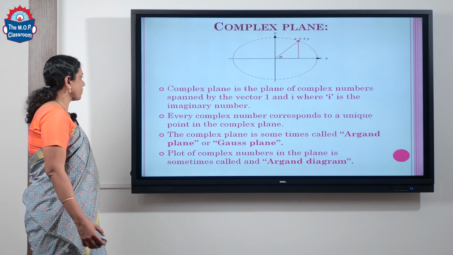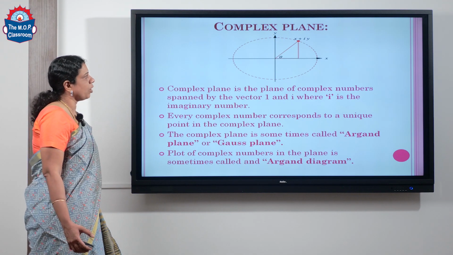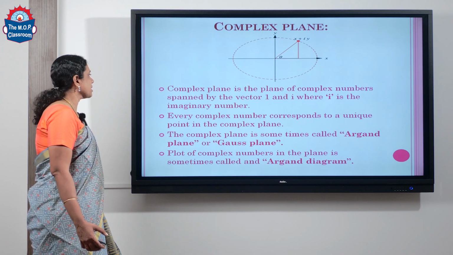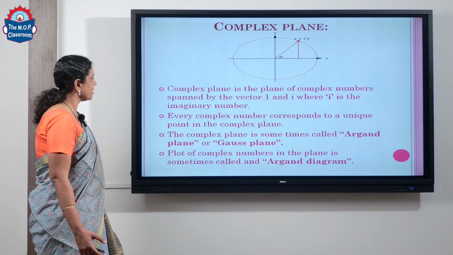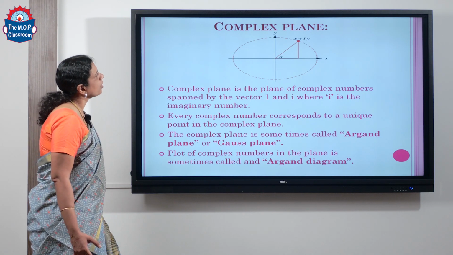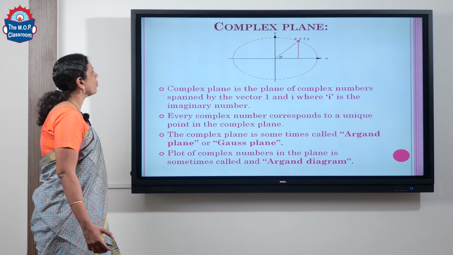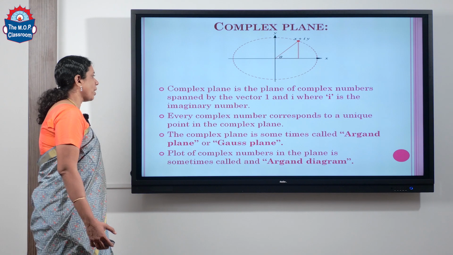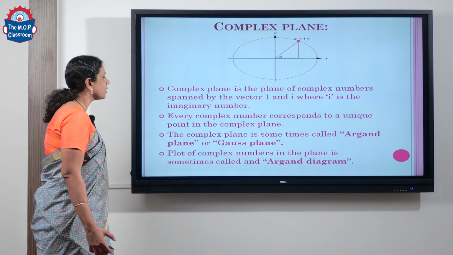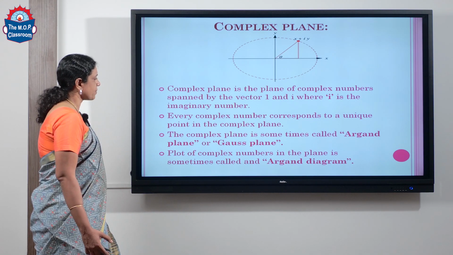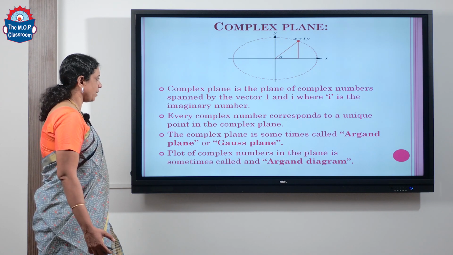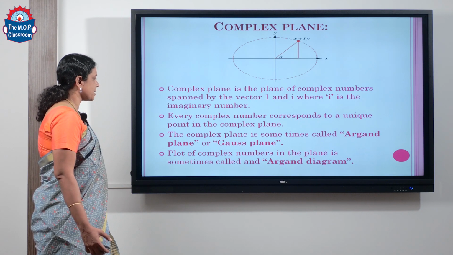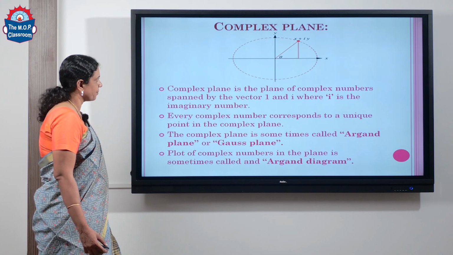Next comes the complex plane. The complex plane is the plane of complex numbers. The vector spanned by the vectors 1 and i is the imaginary number. Every complex number corresponds to a unique point in the complex plane. For example, 1 plus i is a unique point in that complex plane. The complex plane is sometimes called the Argand plane or the Gauss plane. Similarly, the plot of complex numbers in the plane is sometimes called the Argand diagram.